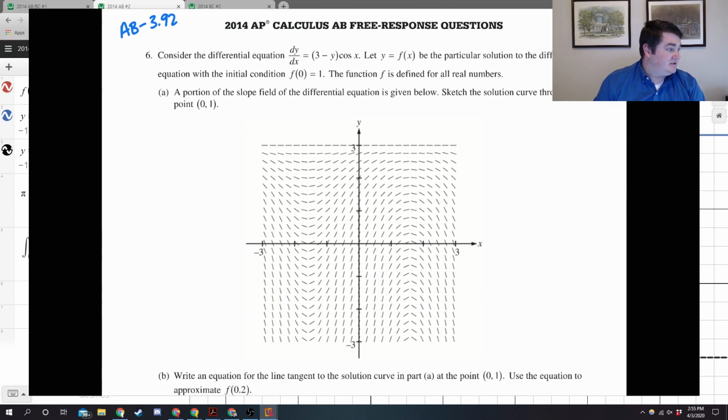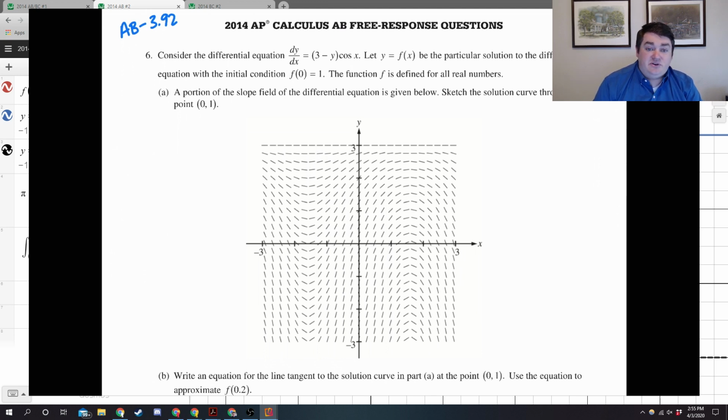Okay. Number 6. This was again an AB only problem with an average of almost 4 out of 9 points. It says, consider the differential equation dy dx equals 3 minus y times cosine x. Let y equal f of x be the particular solution to the differential equation with initial condition f of 0 equals 1. The function f is defined for all real numbers.